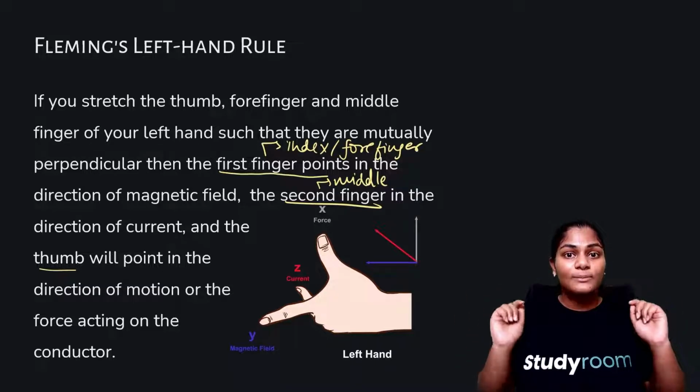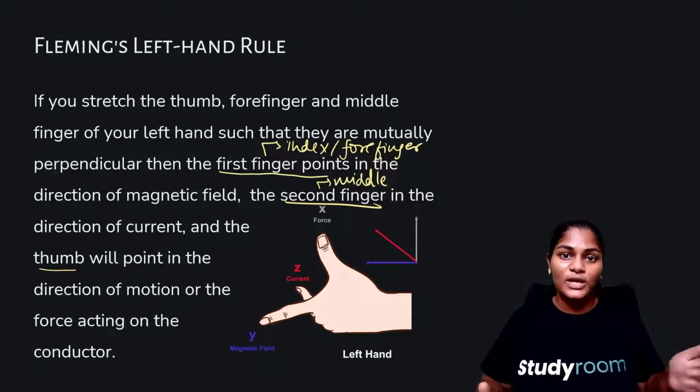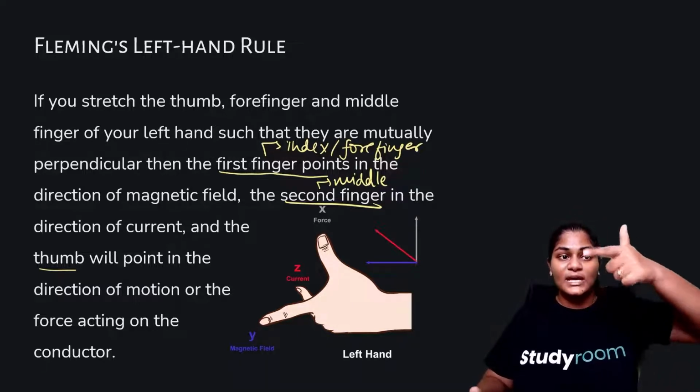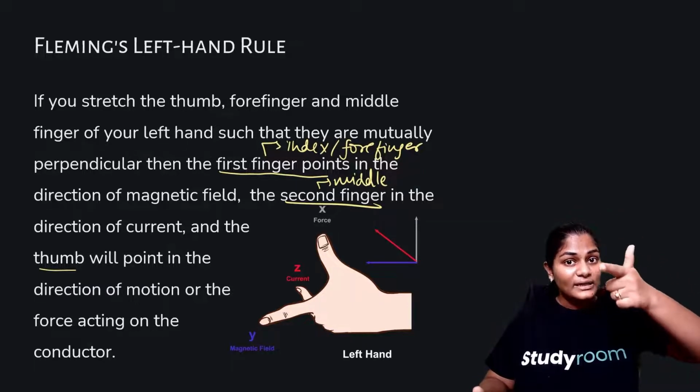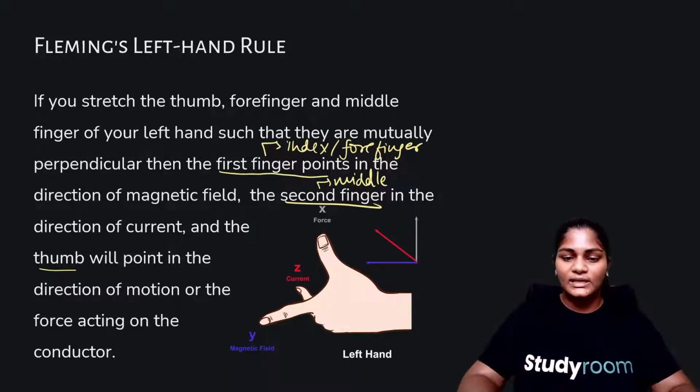Okay. So remember this rule. We are going to use it in a lot of things going forth from here. So thumb is force, index finger is magnetic field, and middle finger is the current. Okay. Keep this in mind. Great. Let's move on now.